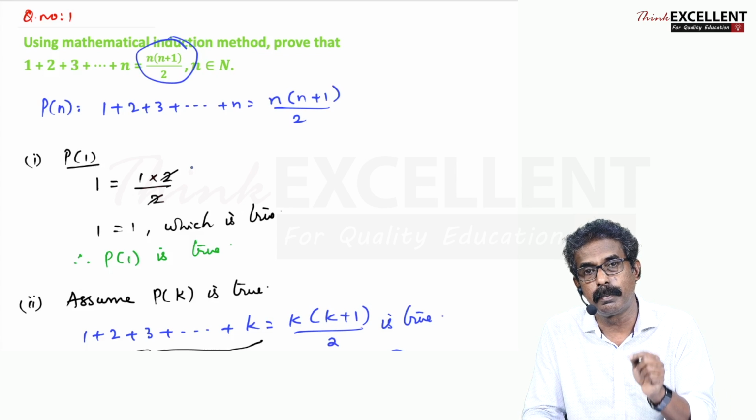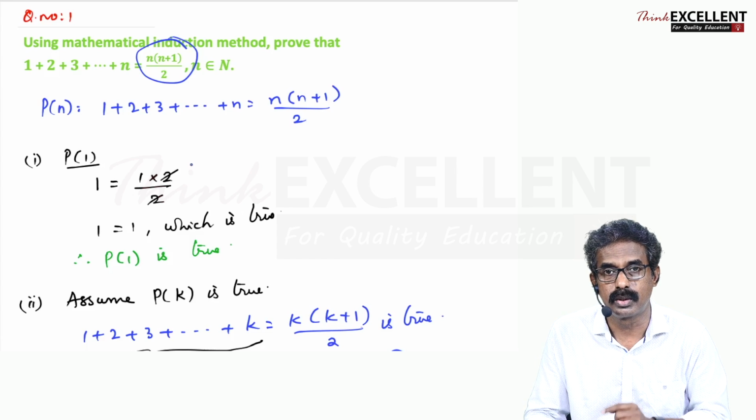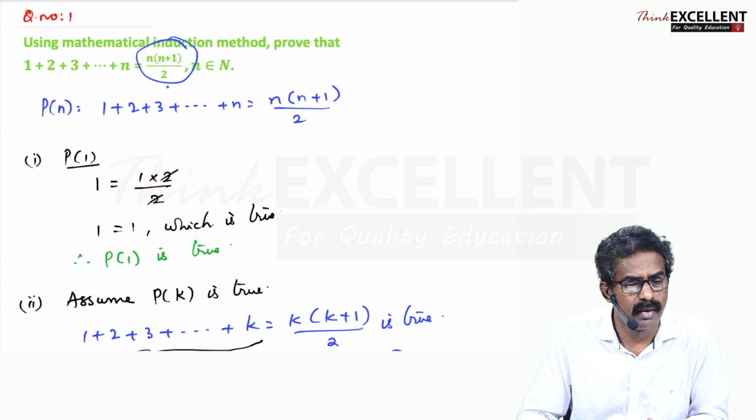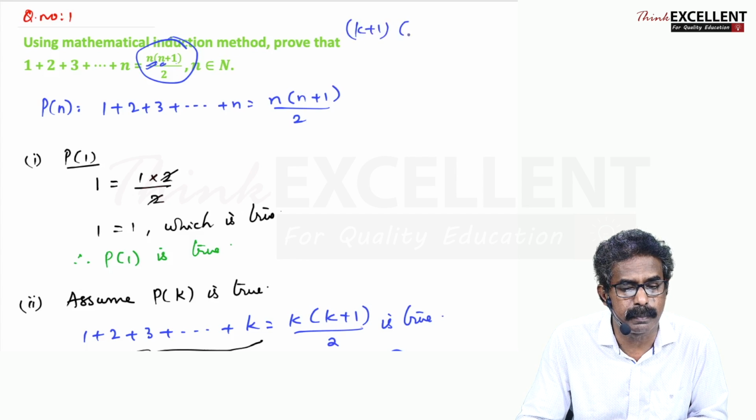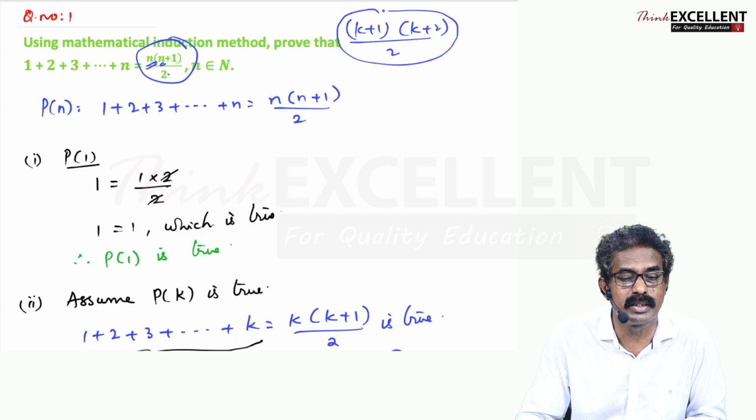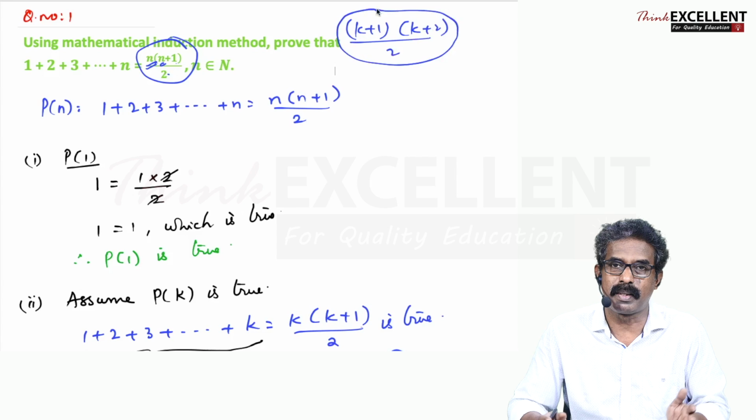Because we are finding P of k plus 1, we are going to prove it. So wherever n comes, you should get k plus 1. Instead of n, you should get k plus 1. Then the second factor, k plus 1 becomes k plus 2 by 2. This is the answer you are supposed to get. Once you get this answer, you say P of k plus 1 is true.